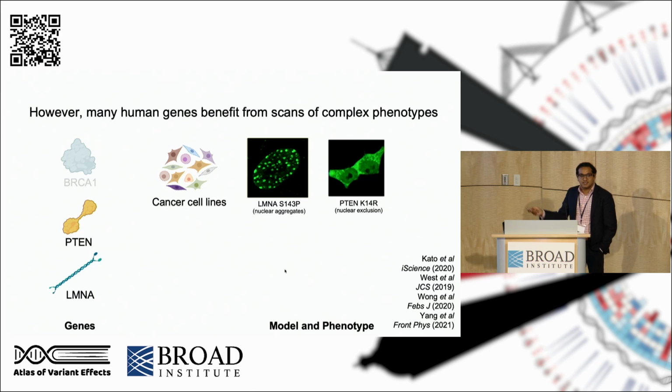However, there are genes like lamin A, for example. It's the nuclear lamina protein, and when you have variants in this one gene, you get nuclear aggregates. So that doesn't really fit into the growth or abundance sort of phenotyping.